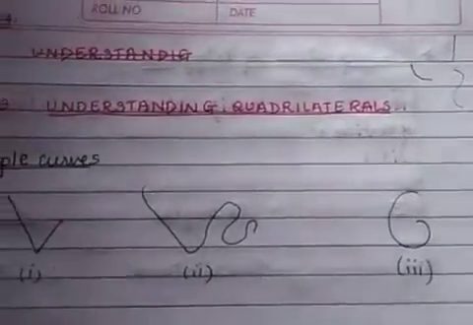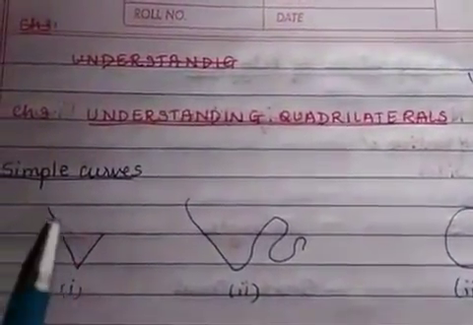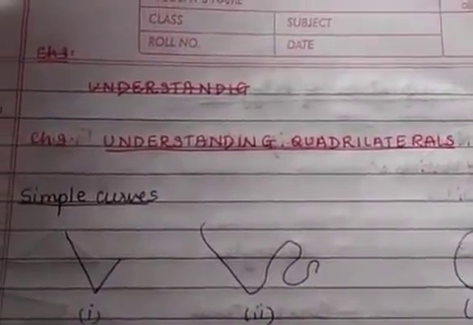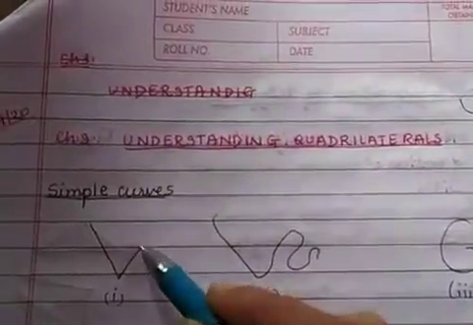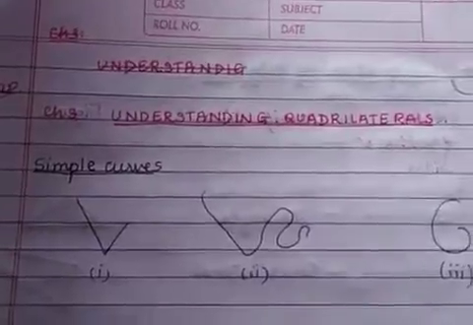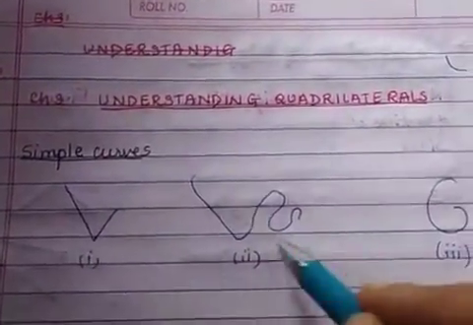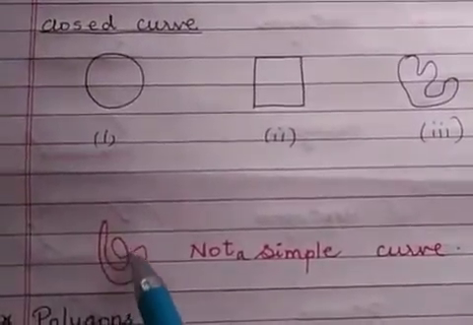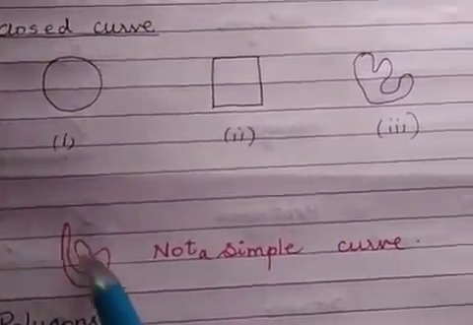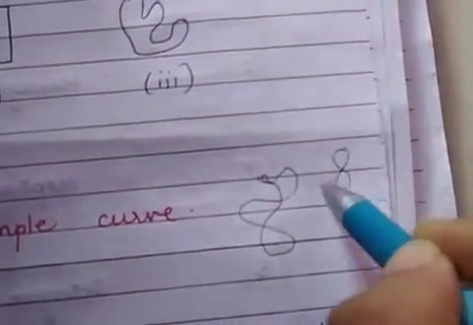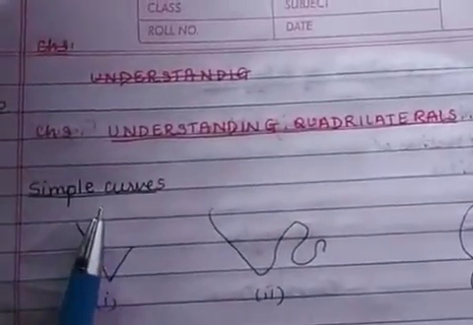Now there are different types of curves. The first type of curve is a simple curve. What is a simple curve? A curve is called simple if it does not cross itself at any point. So you can see here all these are simple curves, whereas this is not a simple curve. Why? Because it crosses itself at this point. Similarly, if I take anything like this, these are not simple curves because they cross each other. So that is what is called simple curves.